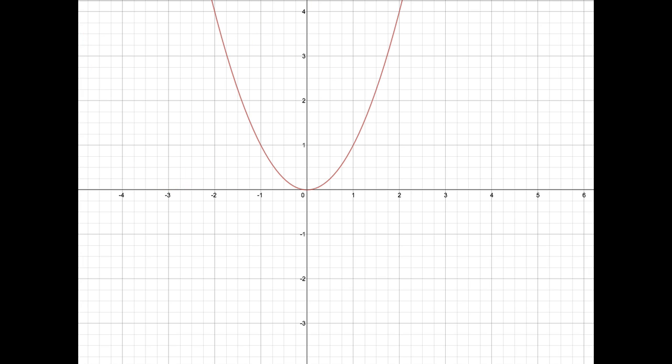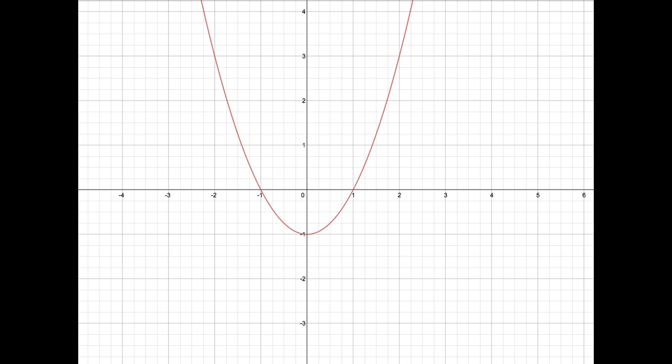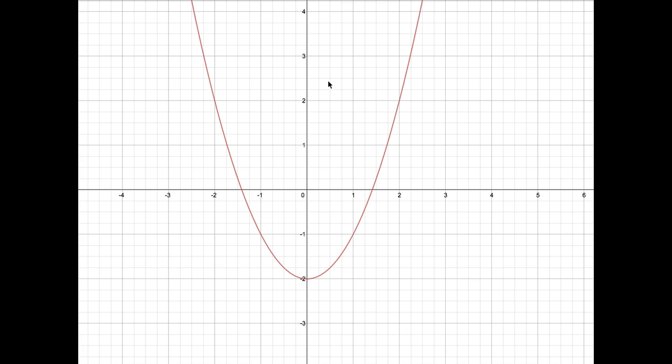Let's look now at moving it up parallel to the y-axis. In this position, we've got y equals x squared plus 2. We've moved it 2 units up parallel to the y-axis, and going the opposite direction, we can subtract 2. So the graph in that position would be y equals x squared minus 2.